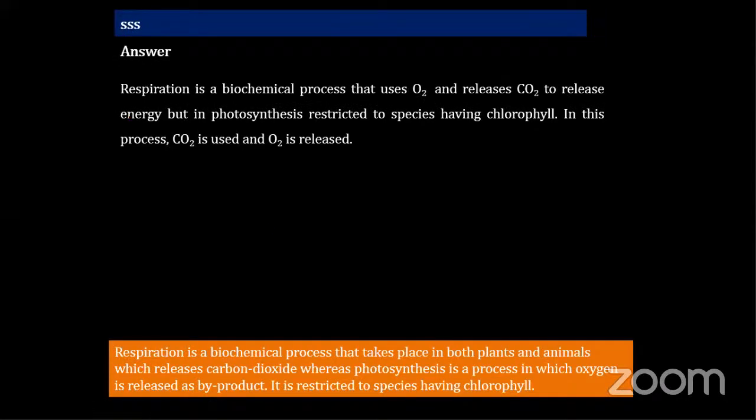So a very basic answer is given here. Respiration is a biochemical process that uses oxygen and releases carbon dioxide to release energy. But photosynthesis is restricted to the species having chlorophyll, like we discussed. In this process, carbon dioxide is used and oxygen is released. All right. So whenever a difference is asked, you have to write your answers in a tabular manner.